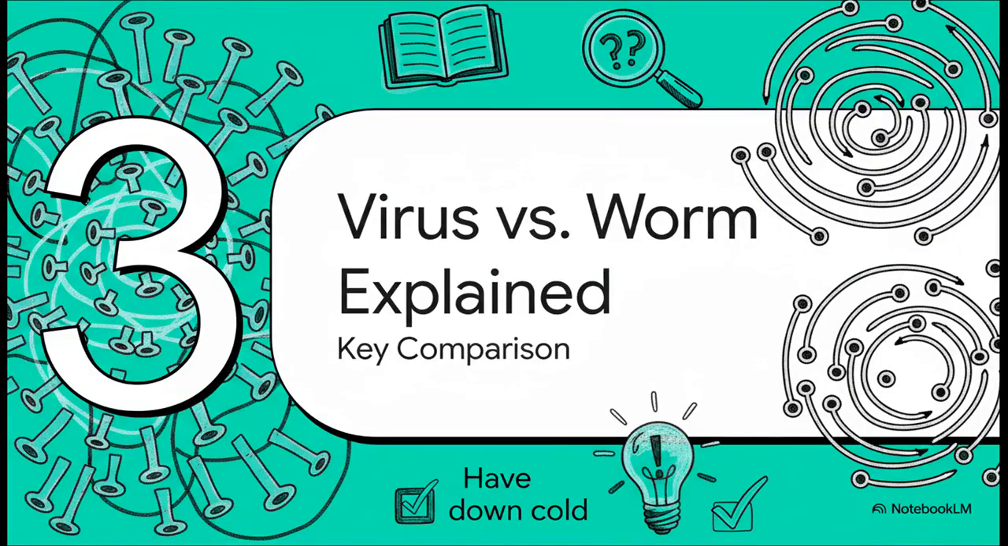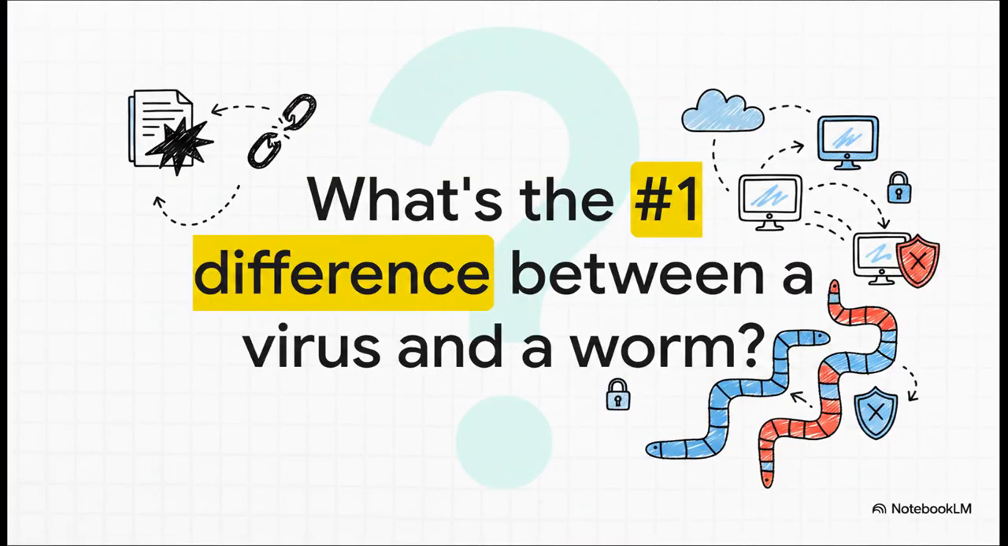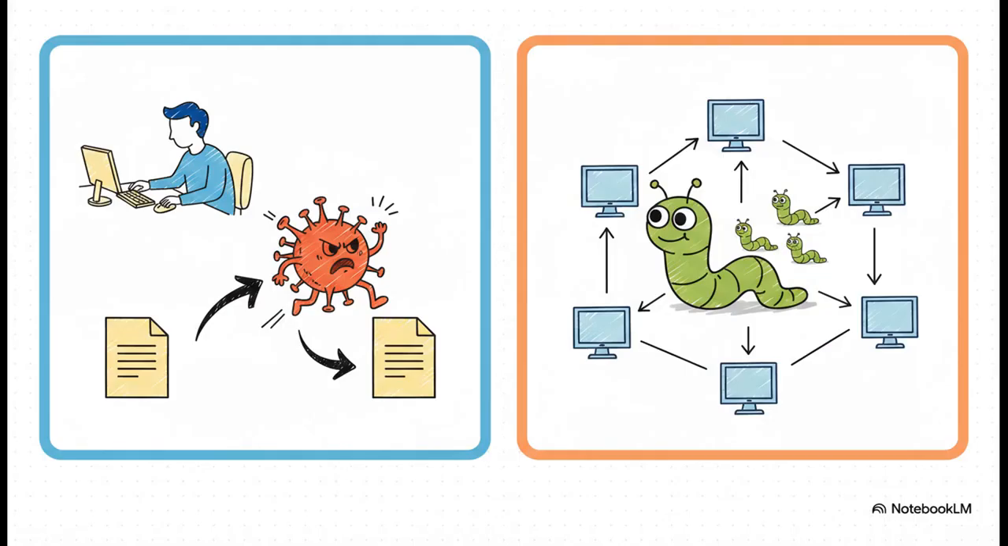Okay, everyone, listen up. If there's one thing you're almost guaranteed to see on your exam, it's this: virus versus worm. Let's make sure you know this one inside and out. So let me ask you, what's the number one most important difference between a virus and a worm? Take a second. It all comes down to how they spread. The answer? It's all about whether it needs a human to help it spread.